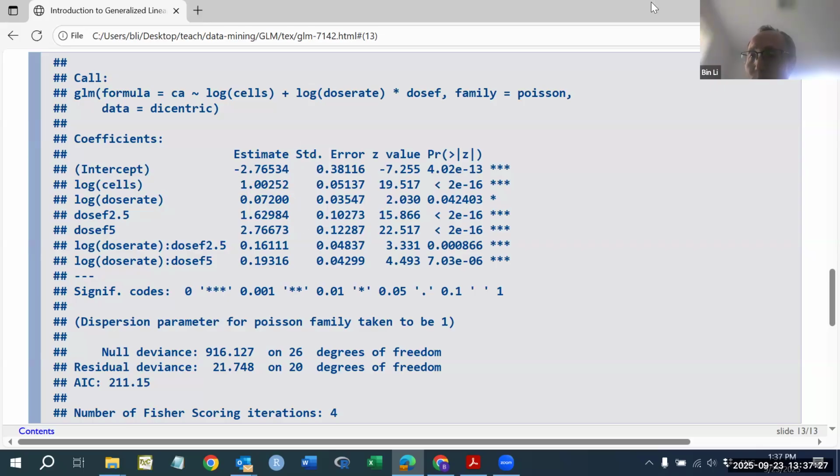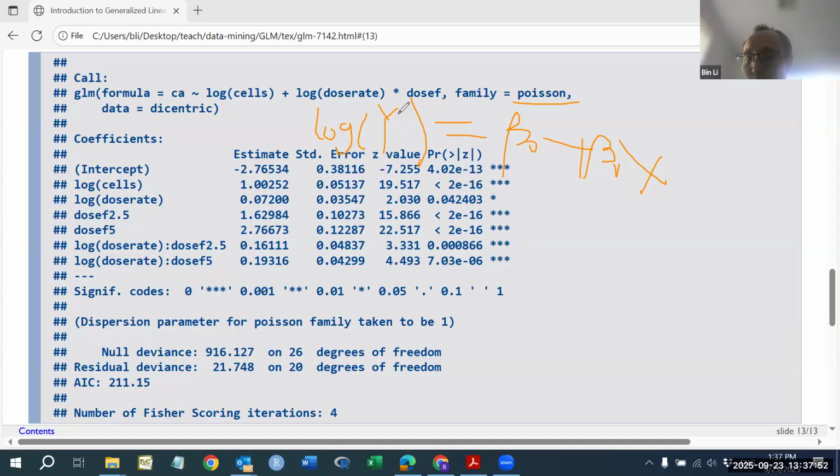Okay, so remember, for the Poisson regression, what is the link function? The link function for the Poisson regression is log. Log of the y can be modeled by, let's say, beta 0 plus beta 1 x. So the link function for the Poisson regression is the log.